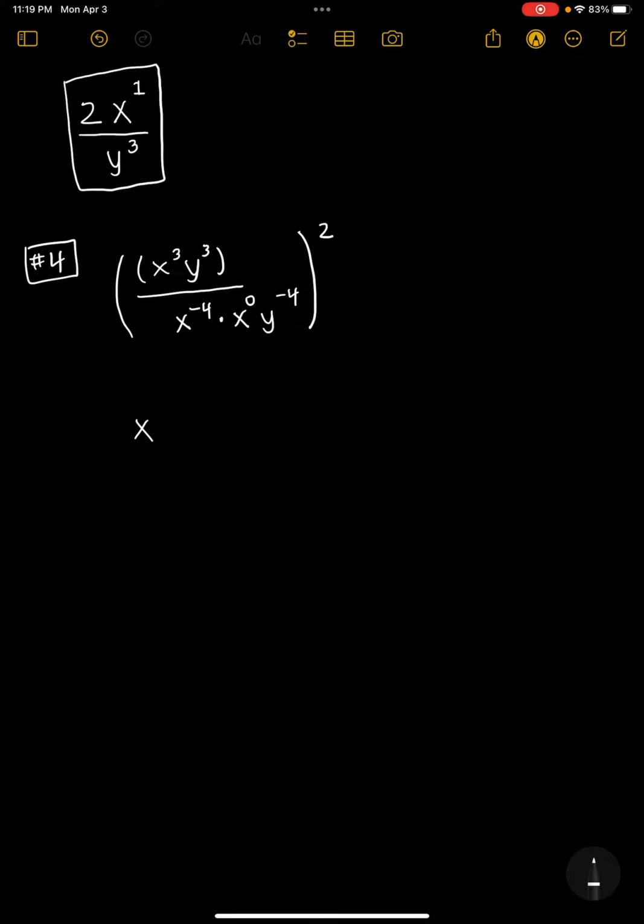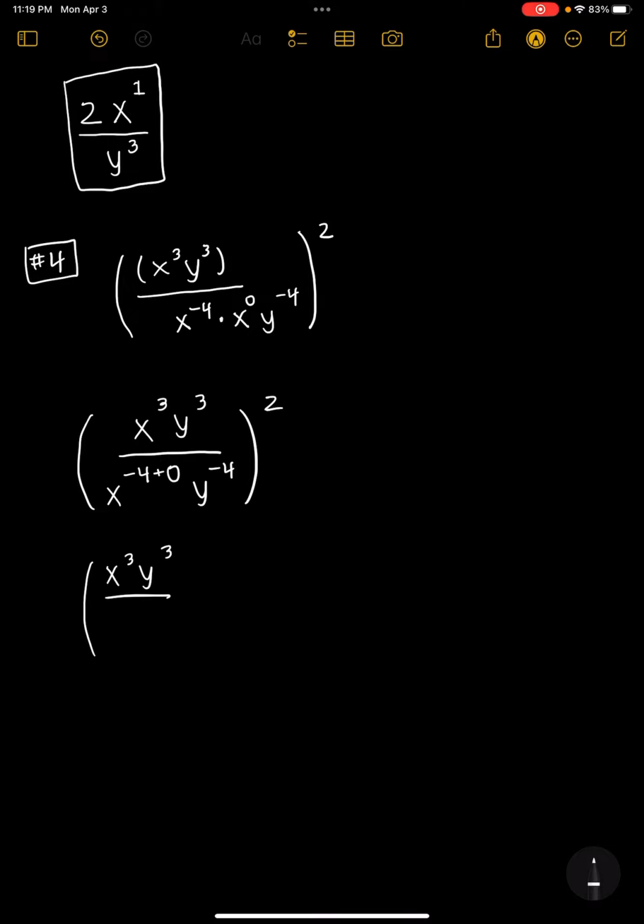So on the top, we just have x cubed, y cubed still. That doesn't change. And then on the bottom, we're going to add the exponents. So I'd have x to the negative 4 plus 0, because those are my two exponents for x. And then y to the negative 4. And that's still all in those parentheses squared. Which, when I simplify that, I'm going to have x cubed, y cubed over x to the negative 4, y to the negative 4 squared.